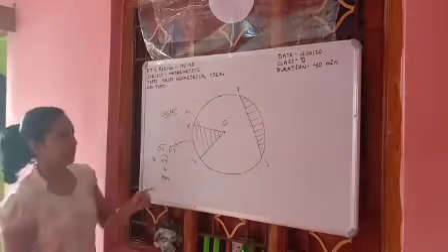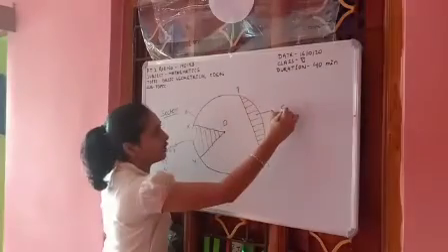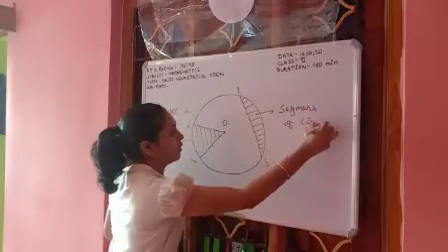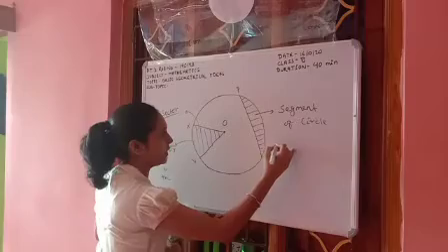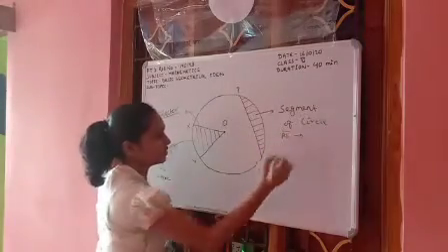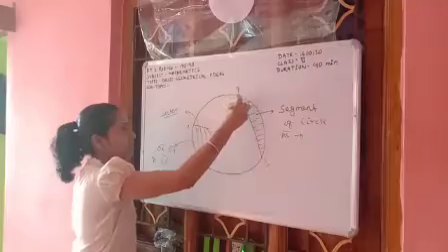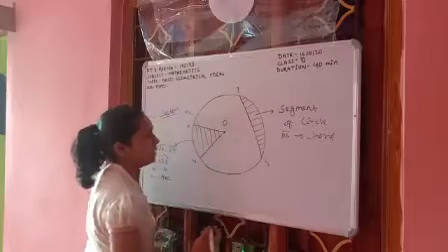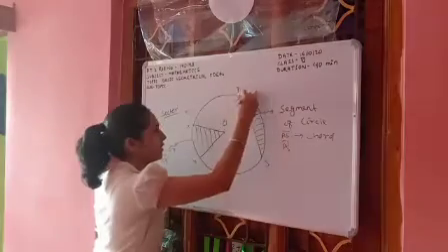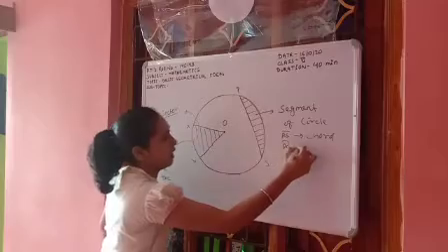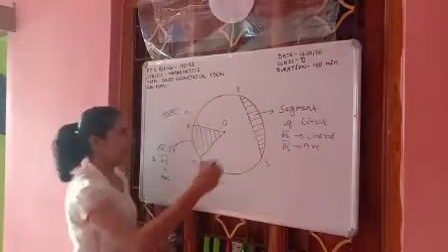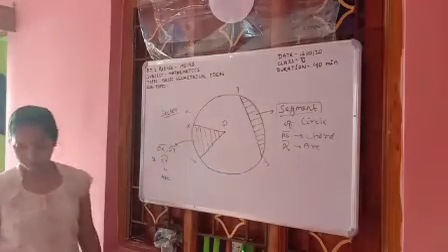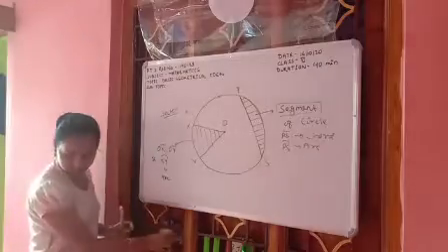Then look here. It is known as the segment of the circle. It is made up of PS. This part is the chord of the circle. Then PS, this part, is the arc of the circle. That means the segment is made up of one chord and one arc. Clear? Okay, good.